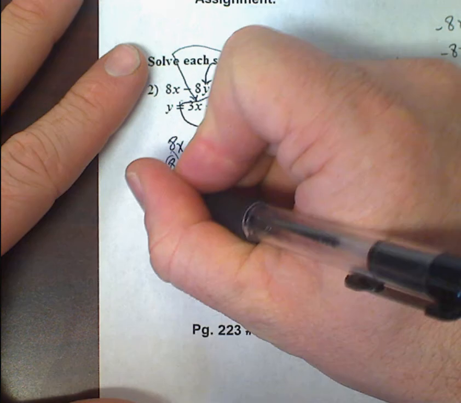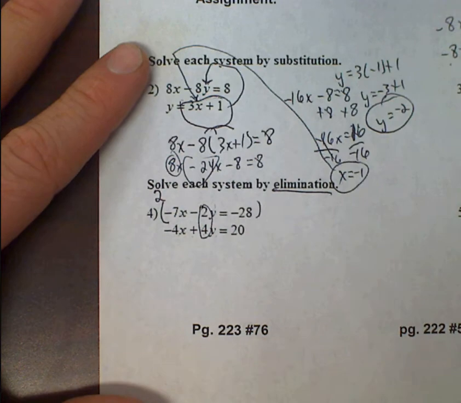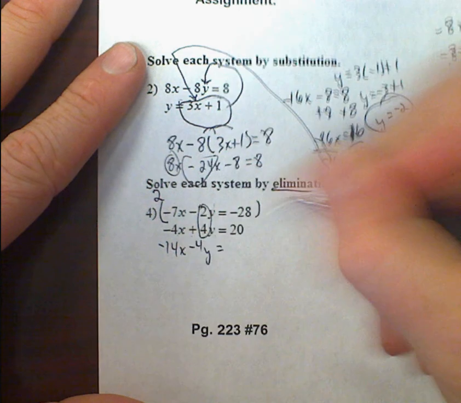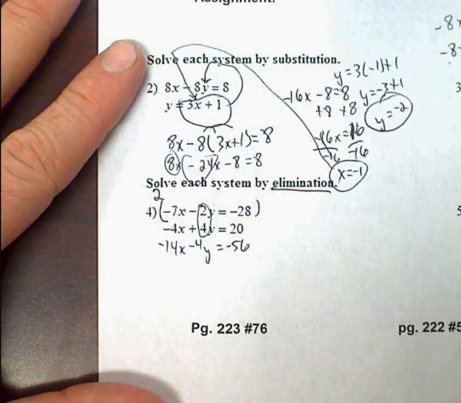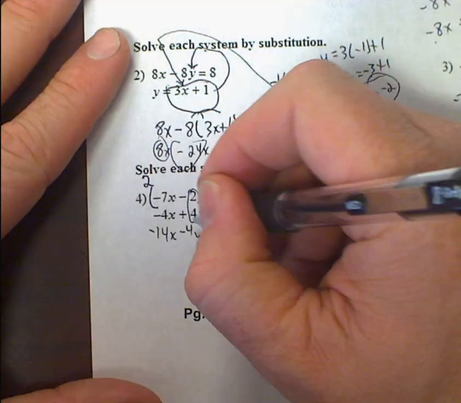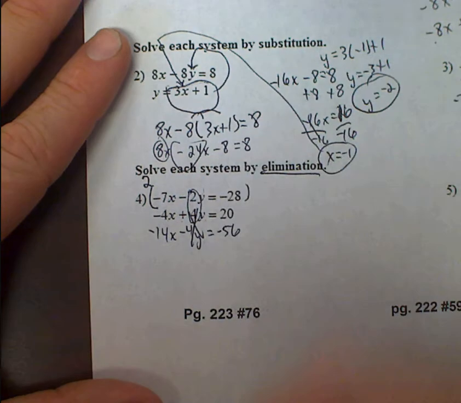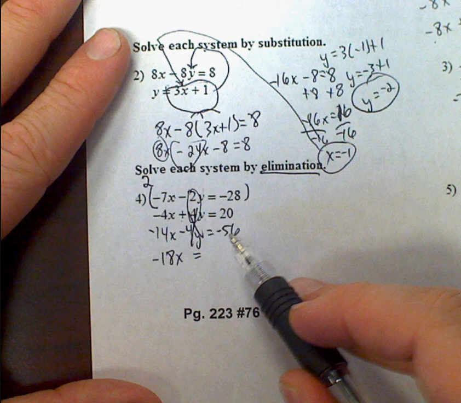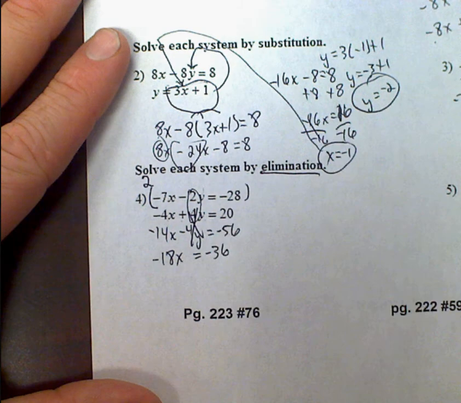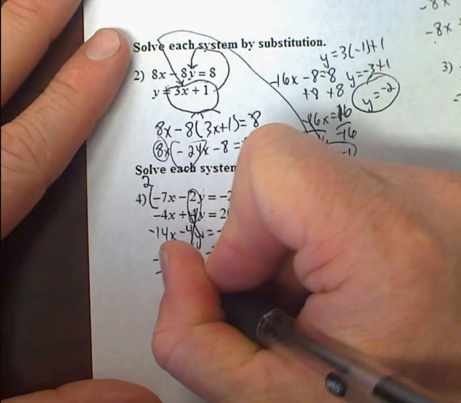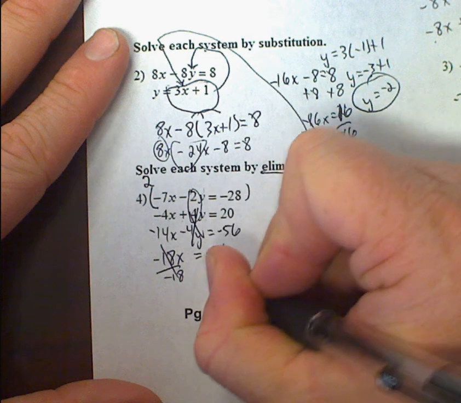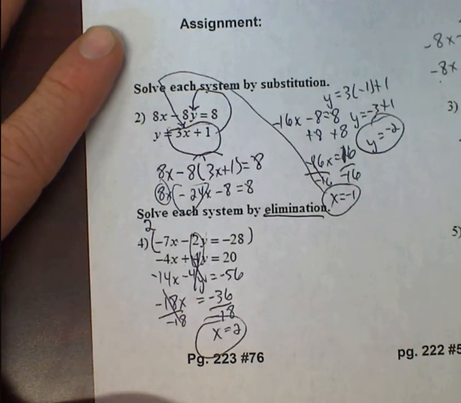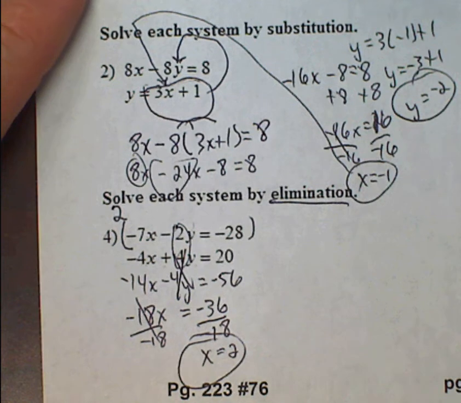Negative 2 times 2 will give me negative 4. So I'm going to multiply everything by 2. Negative 14x minus 4y equals negative 56. My y's go away. Negative 4, negative 14 becomes negative 18x. 20 minus 56 becomes negative 36. Divide by negative 18, divide by negative 18, x becomes positive 2. The reason it becomes positive 2 is there are two negatives.